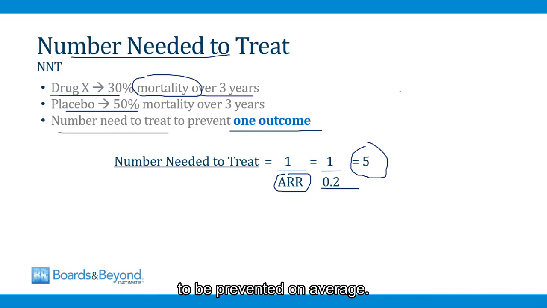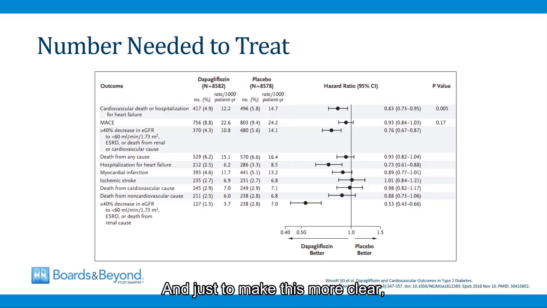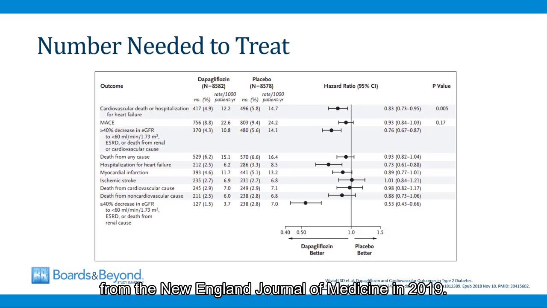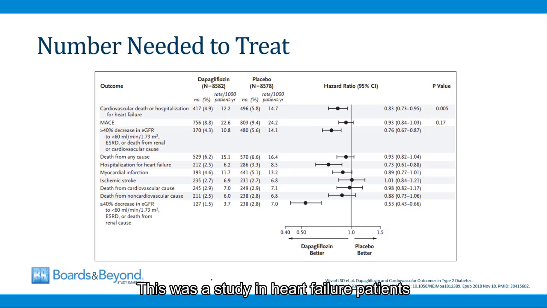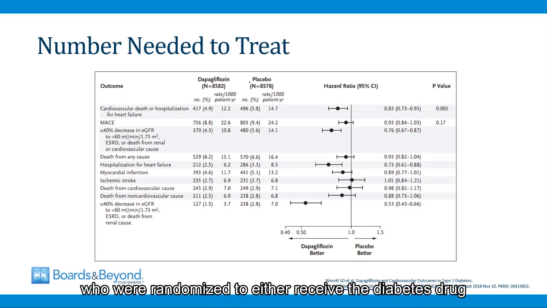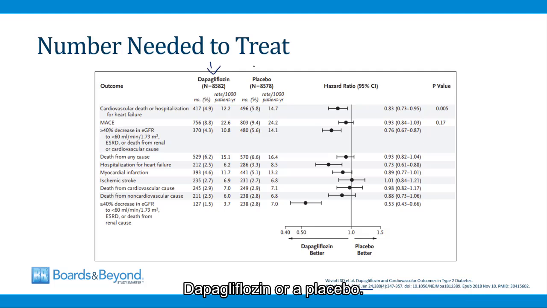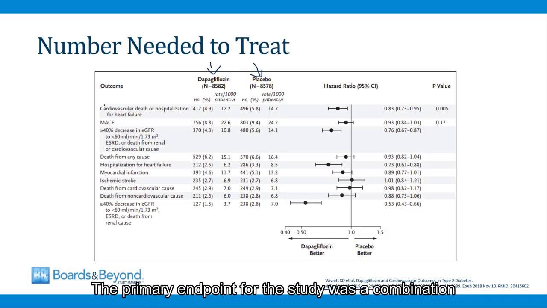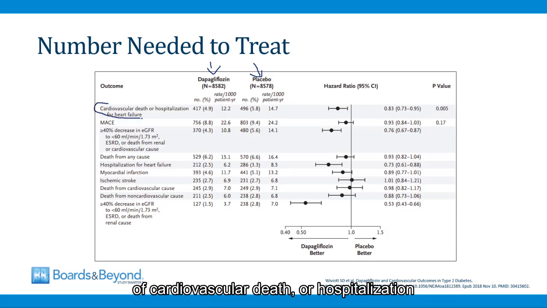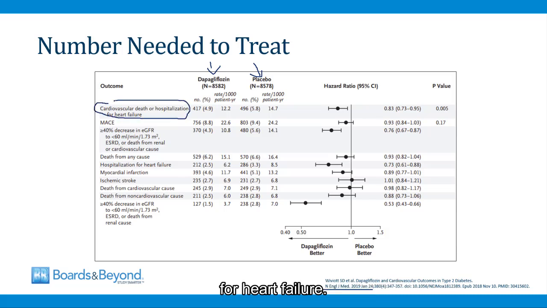be prevented on average. And just to make this more clear, here's an actual clinical study from the New England Journal of Medicine in 2019. This was a study in heart failure patients who were randomized to either receive the diabetes drug dapagliflozin or a placebo, and the results from the 2 different groups are shown here. The primary endpoint for the study was a combination of cardiovascular death or hospitalization for heart failure, and I'll talk more about combined endpoints in just a minute.